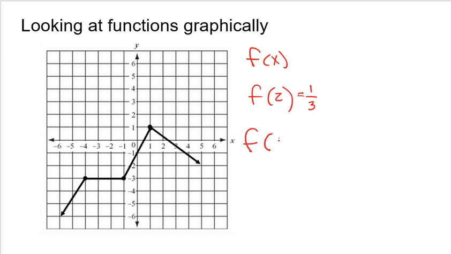Obviously, there's some easier ones like f of 1. Well, there's a clear, very simple dot at 1 there. I could ask you, hey, what's f of -1? And it looks like there's a dot down here at -3.